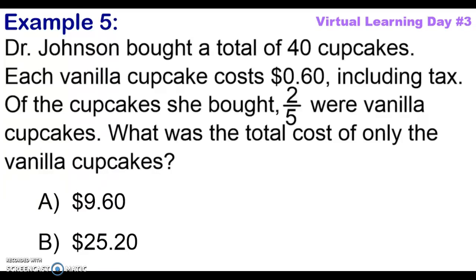Go answer number 5 on your own. All right, let's see. Dr. Johnson bought a total of 40 cupcakes. Each vanilla cupcake costs 60 cents, including tax. Of the cupcakes she bought, 2/5 were vanilla cupcakes. What was the total cost of only the vanilla cupcakes?